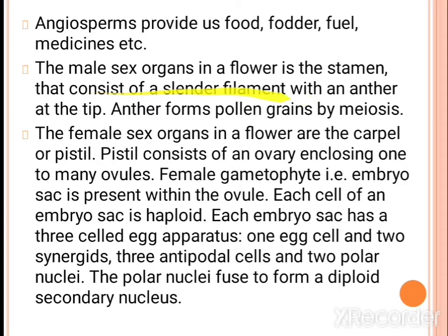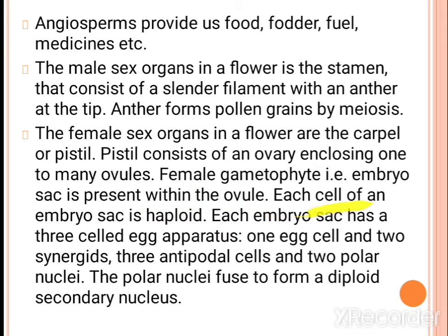The male sex organ of the flower is the stamen, and it consists of a slender filament. On that, the anther is present at the tip. The anther forms pollen grains. And the female sex organ in the flower, you call that the carpel or pistil, and it consists of an ovary with many ovules, maybe one or more than that.